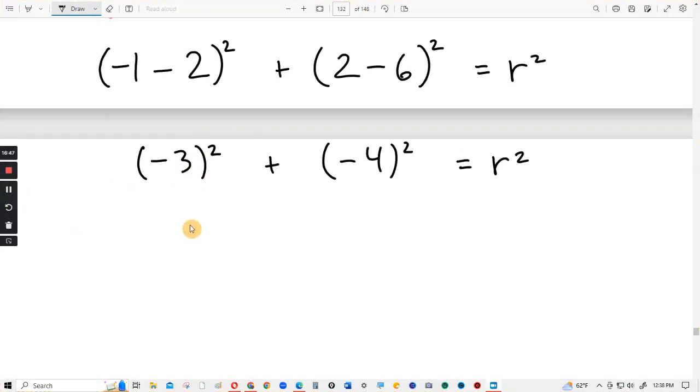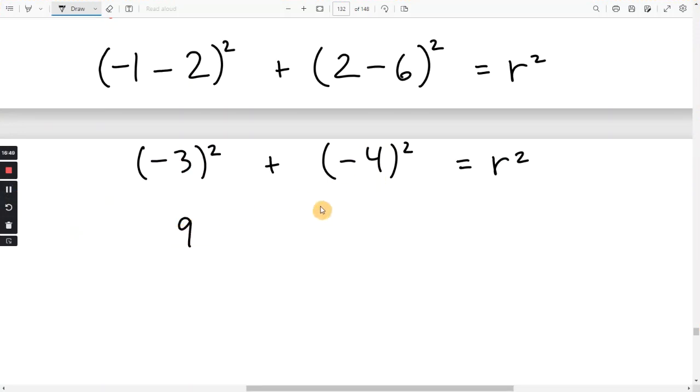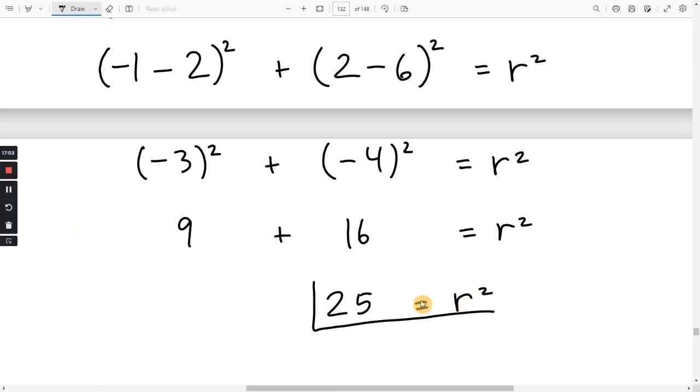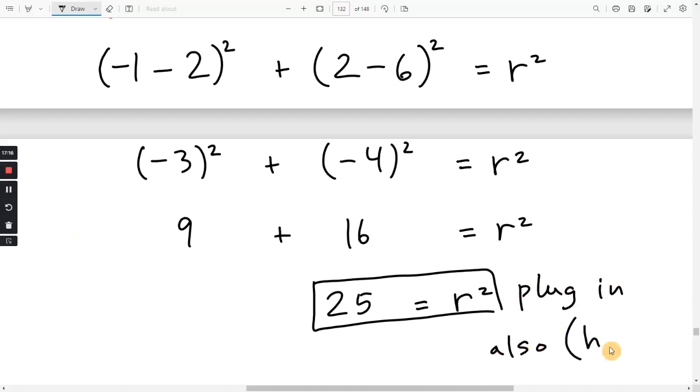-3 squared is 9. -4 squared is 16. And that equals r squared. And 9 plus 16 is, of course, 25. So you want to take that r squared and plug it in. And also, the center, h comma k, needs to be plugged in.